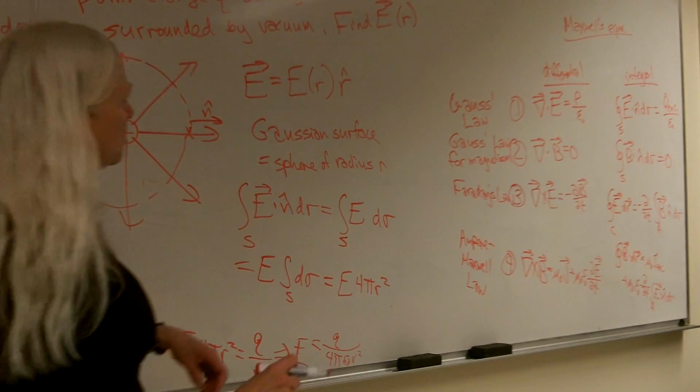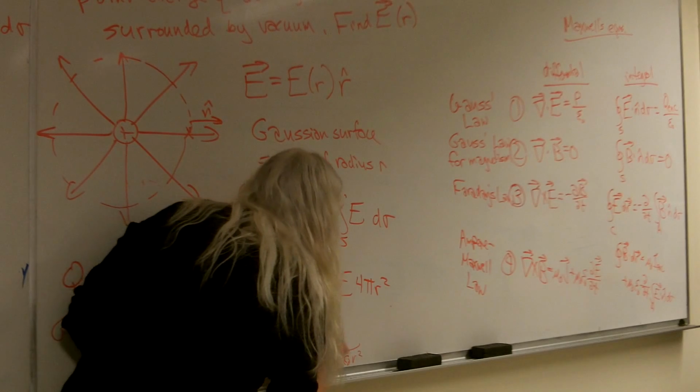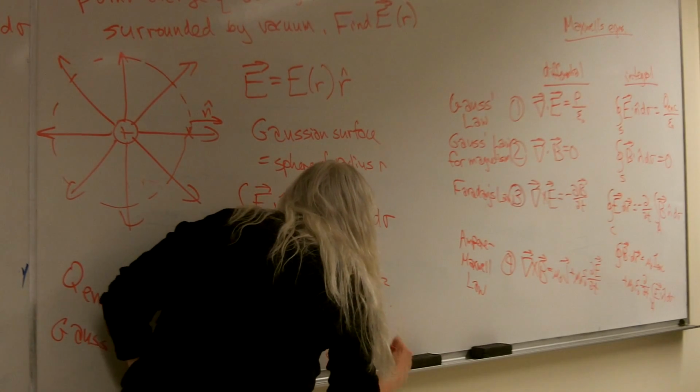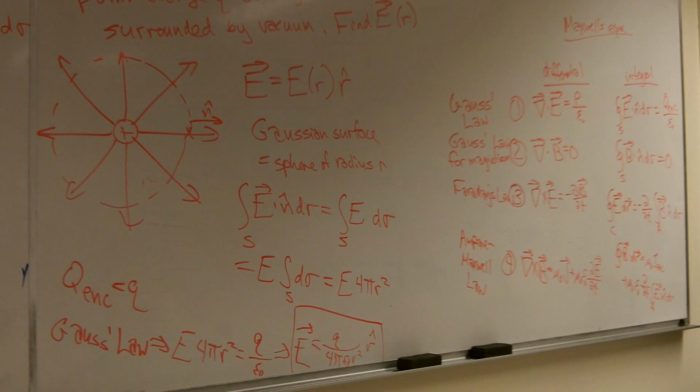And to make our answer complete, we should put in the direction of E also, by putting an r hat unit vector. So that's the usual electric field set up by a point charge, or Coulomb's law, as we often call it.